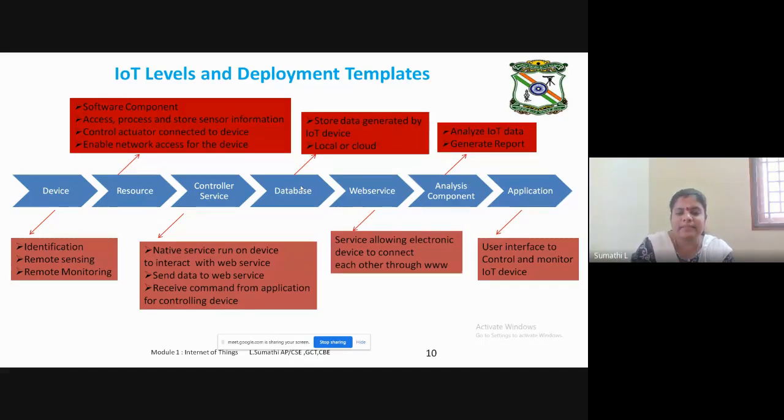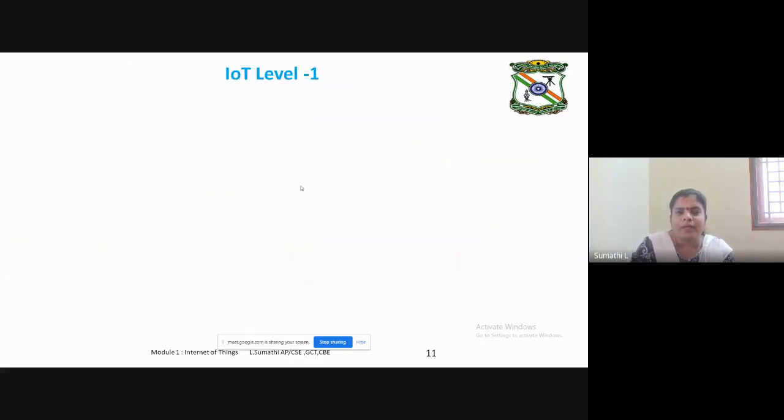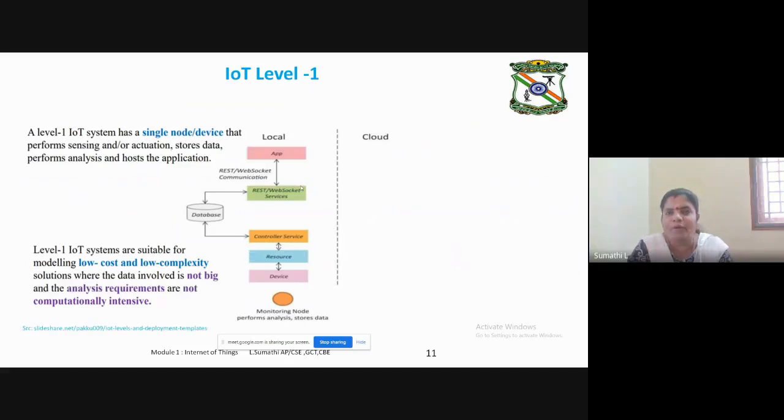So you have six levels of deployment. At any point of time, if you have a doubt, you can unmute and ask. In the first level, throughout this deployment, the basic idea is only one.